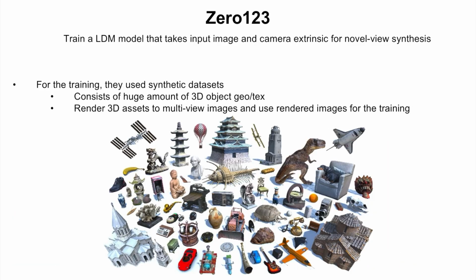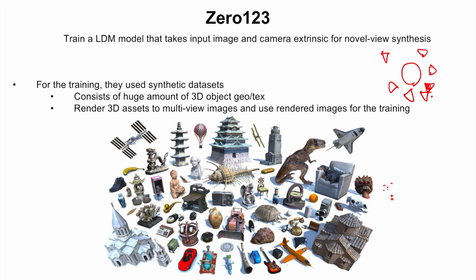For the training, they use synthetic datasets. This is not the exact dataset they used, but synthetic data often consists of this kind of assets, like many objects, maybe made by 3D artists. These can be used in 3D computer graphics, and using this kind of 3D assets, we can render new images using virtual cameras. We can set virtual cameras. For example, we can make a look-at camera, where the object is here, and then virtually place many cameras around the object, right? And then we can render new images.